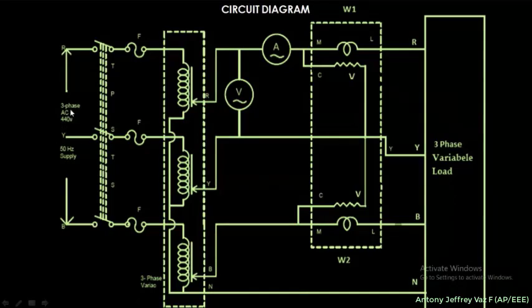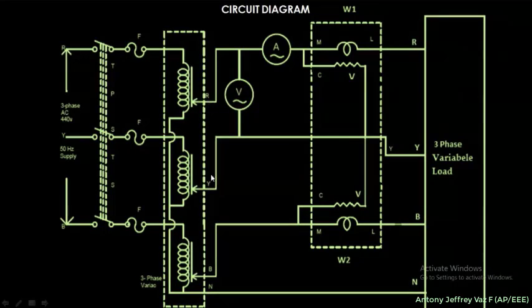If you give a 440 volt AC supply as input to the auto transformer, these are the output terminals of the auto transformer and these are the input terminals. If you input a supply of 440 volt into the auto transformer, you can get an adjustable voltage of 0 to 440 volt at the output terminals. After this point, you see the neutral point connected.